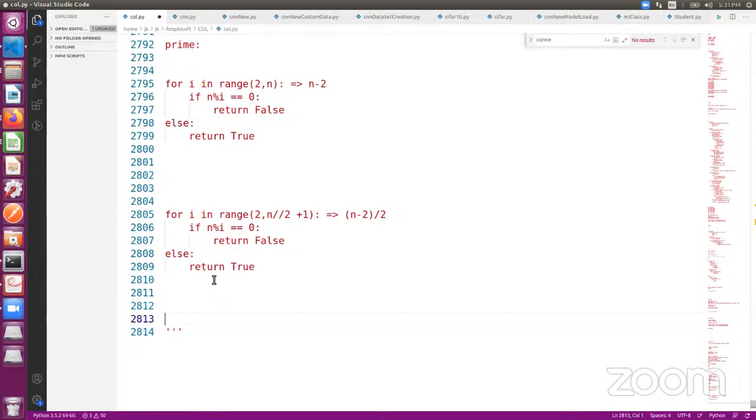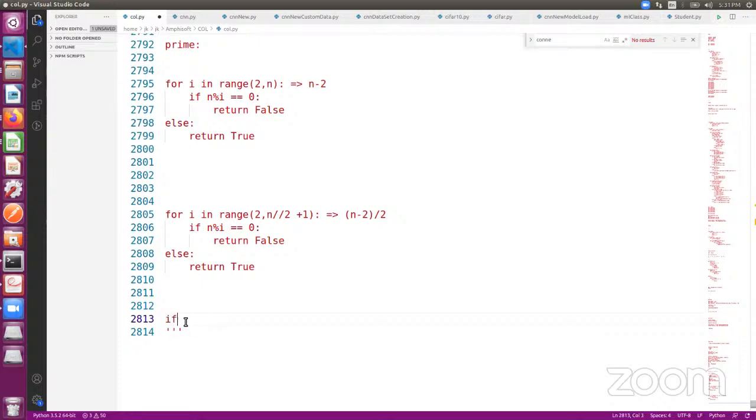For example, you take 11. So 2, 4, 6, 8, 10. All these numbers are even numbers. They're not going to divide it at all. So we can just skip all the even numbers, except for 2, because 2 is a special case.